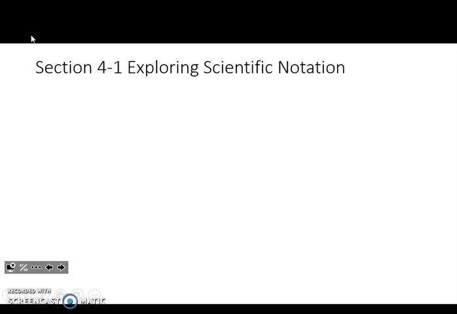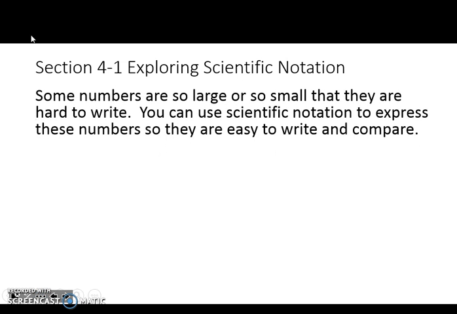The first part to discuss with scientific notation is what it looks like for a number to be written in scientific notation. There are certain requirements that have to happen for a number to be correctly written in scientific notation. The first thing is that you understand that scientific notation takes numbers that are extremely large or extremely small, and it makes them easier to read and write and compare.